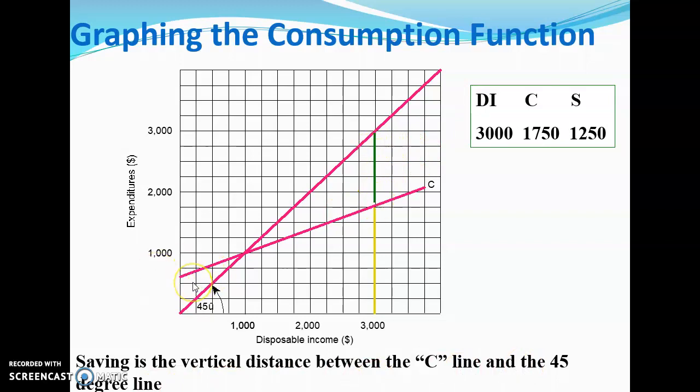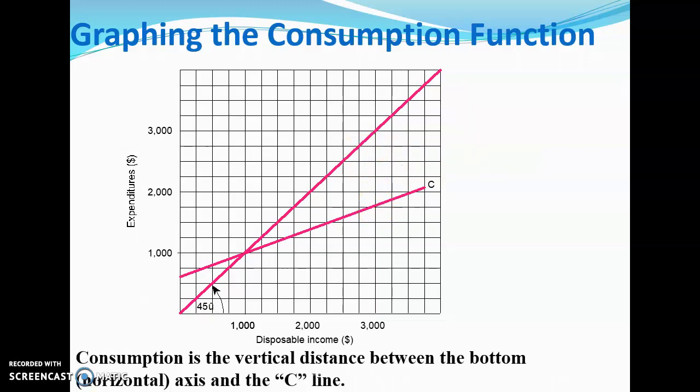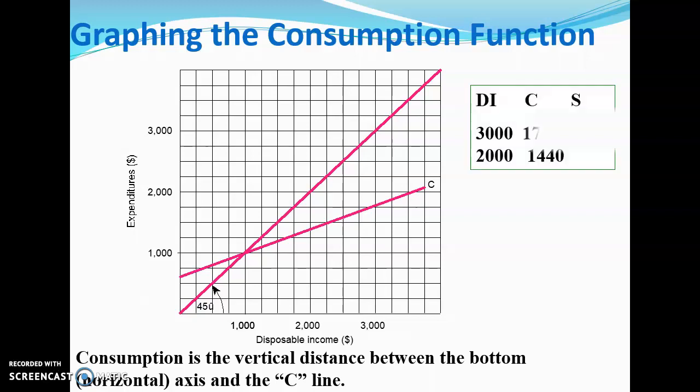So what about this case? Actually, the saving is the difference between the income line and the consumption line, and this one is your savings. So consumption is the vertical distance between the bottom horizontal axis and the C line. What is the consumption? It is the difference between this x-axis and this C line. So all the area which is below the C line and above this horizontal axis, that is your x-axis, represents your consumption.